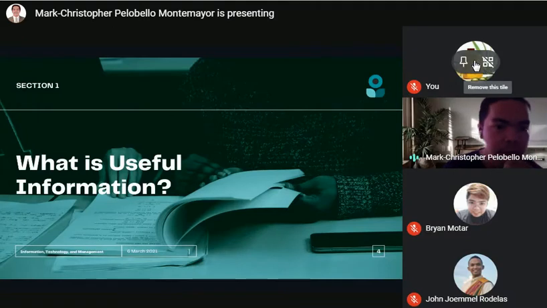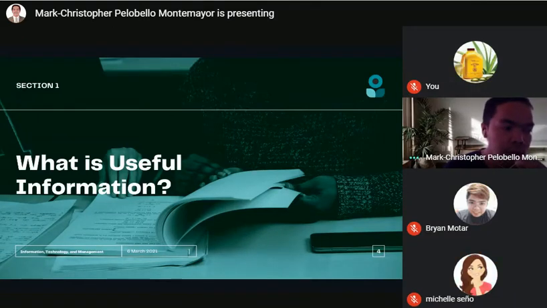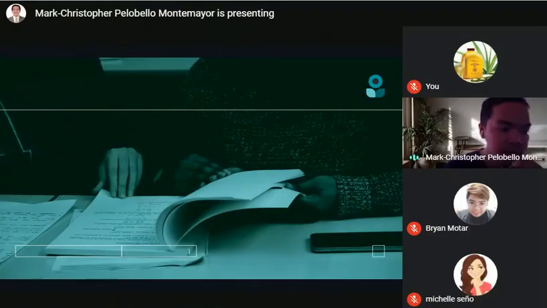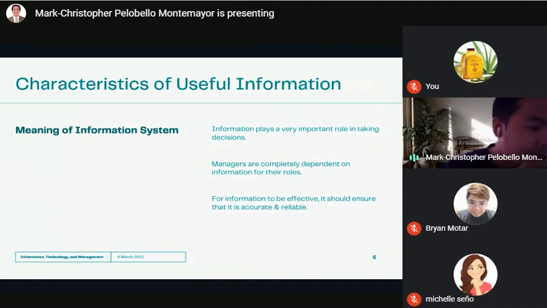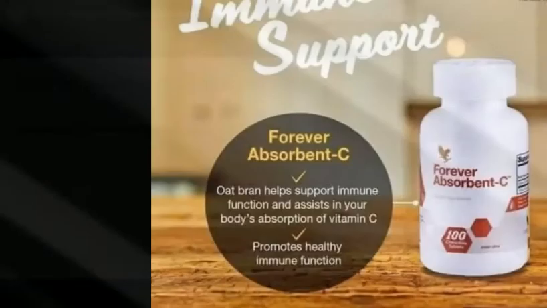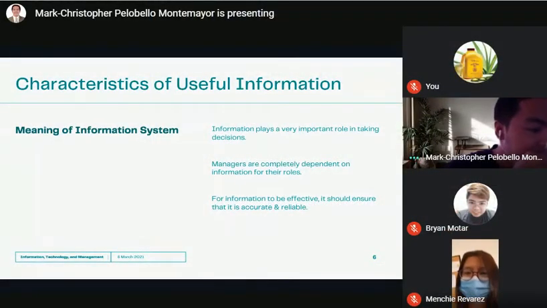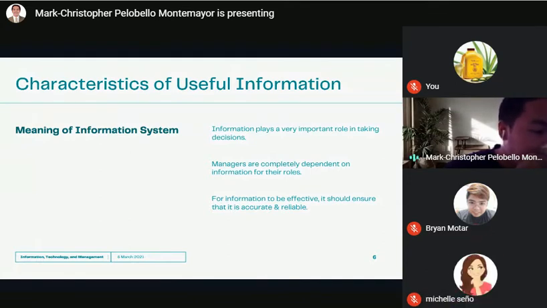Okay, so first subtopic we have, what is useful information. So characteristics of useful information, meaning of information system. Information refers to the collection of facts and figures that has some meaning. So of course it has to have the meaning. In simple words, it is an organized set of data. Information is data which is reliable, consistent, complete, and timely. Later on, I will be discussing in detail these characteristics. And then information plays a very important role in taking decisions.